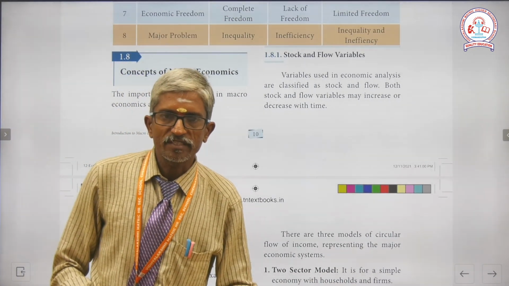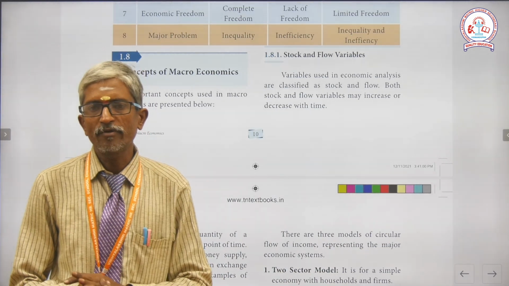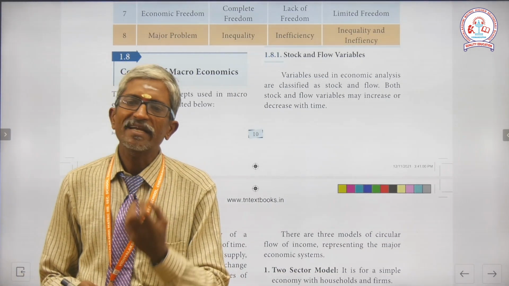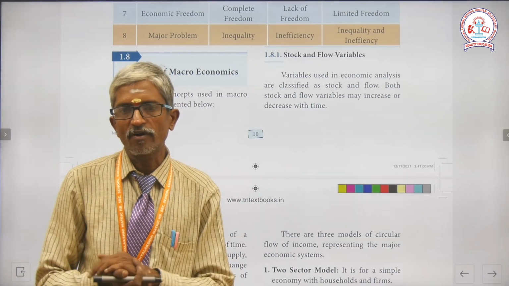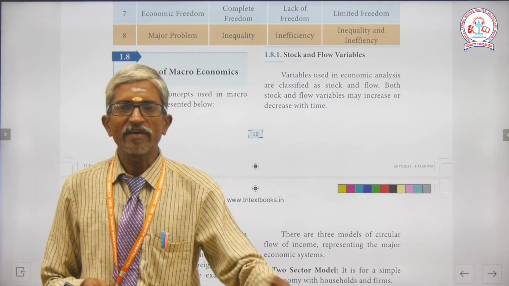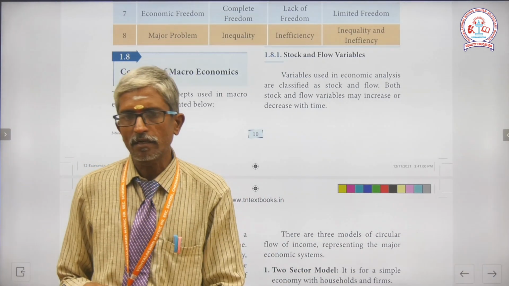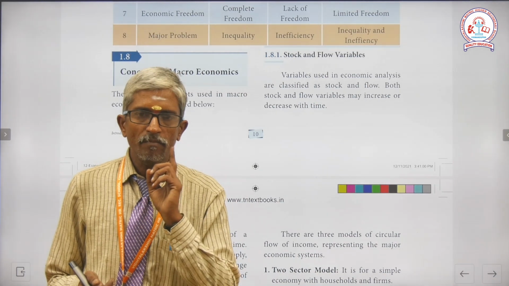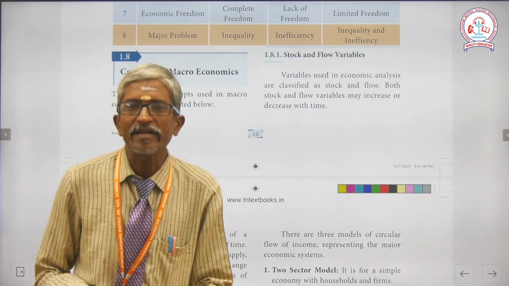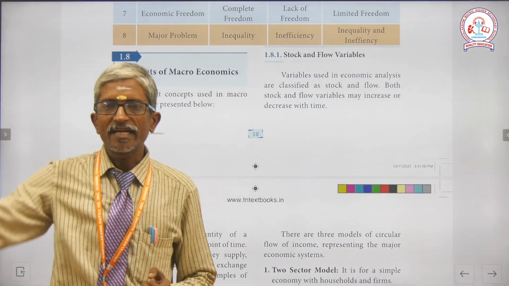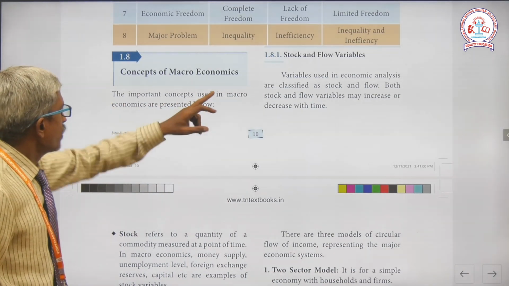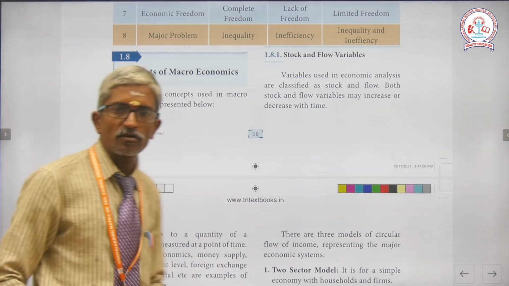What is macroeconomics? Macro means large. I told you in the previous session, if you are making a census or a case study about a forest, the entire forest, then it is said to be macro. In 11th standard we are very familiar with micro. Micro means single. In that forest, if you are making a case study about one particular tree, then it is said to be micro. If you are taking the case study of the entire forest, then it is said to be macro.